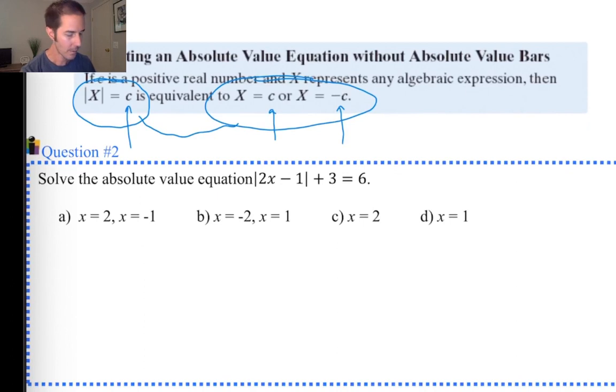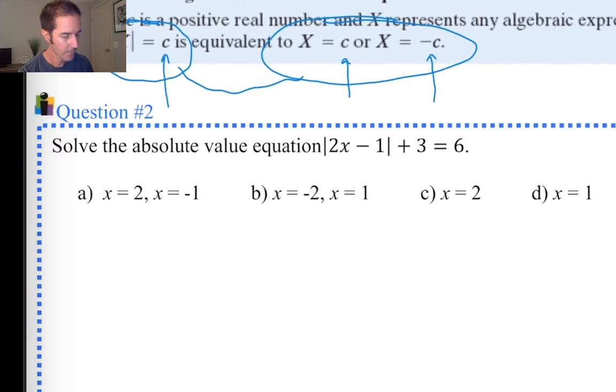Let's see a couple examples. So first of all, we have this one. The absolute value of 2x minus 1 plus 3 equals 6. The first thing I'm going to do is isolate the absolute value. I want to get that thing all by itself. All we have to do in order to make that happen is subtract 3 from both sides.